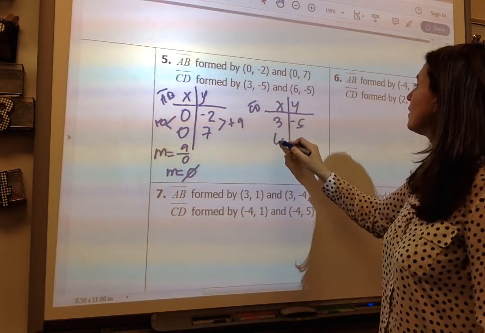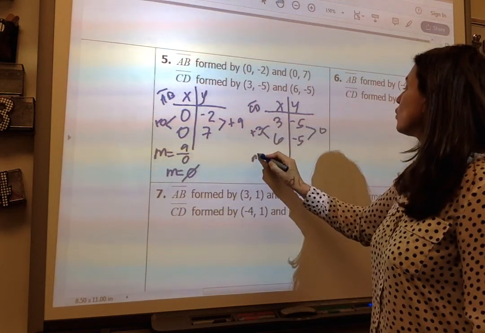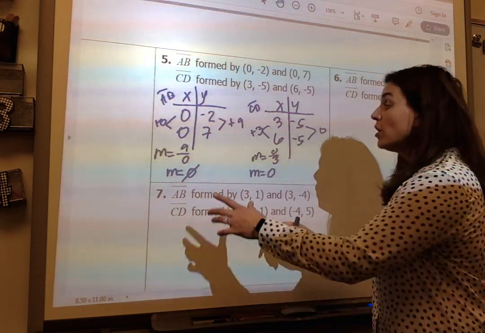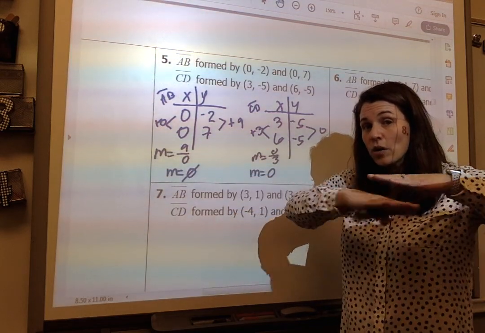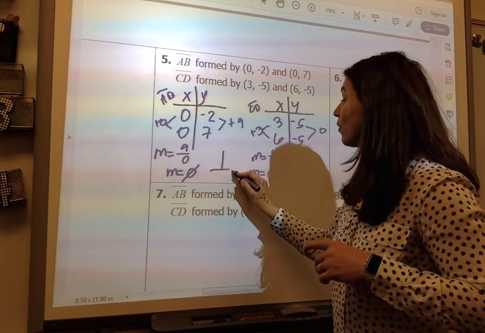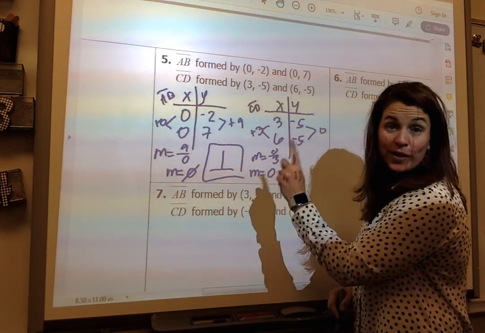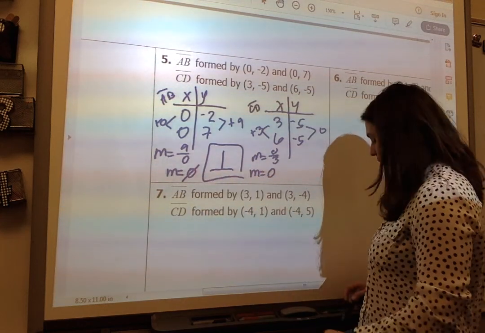3, -5, 6, -5. This change in y is 0. This is 3. So my slope is 0 over 3, which means my slope is 0. So here, if you have an undefined line and a 0 slope, these are perpendicular. Oh, that's the sign for perpendicular. I should have told you that earlier. That's the sign for perpendicular. So these are perpendicular lines.